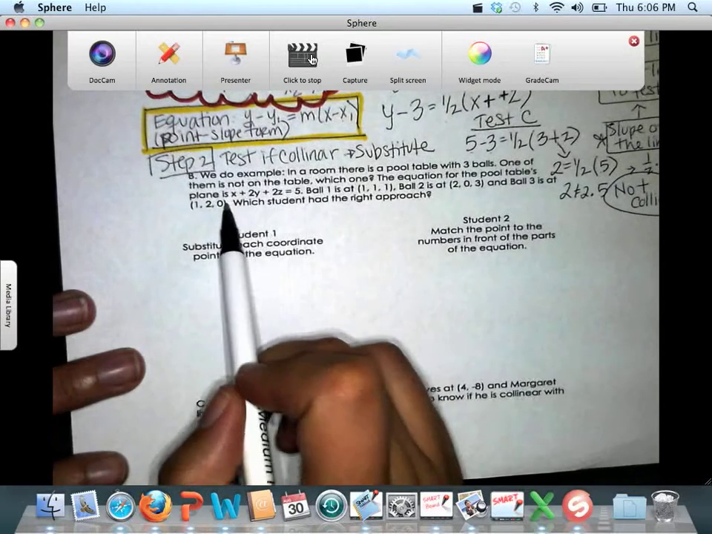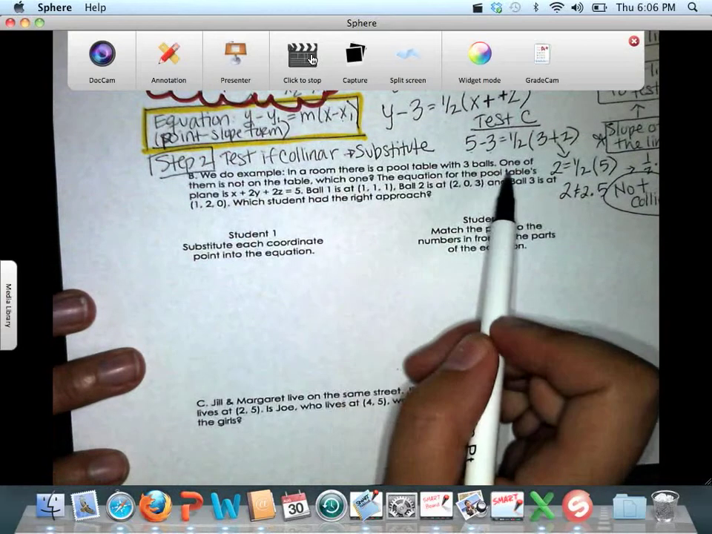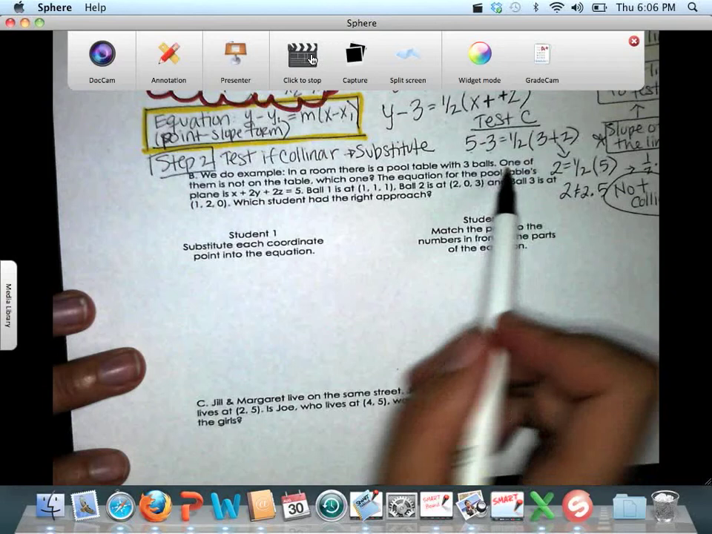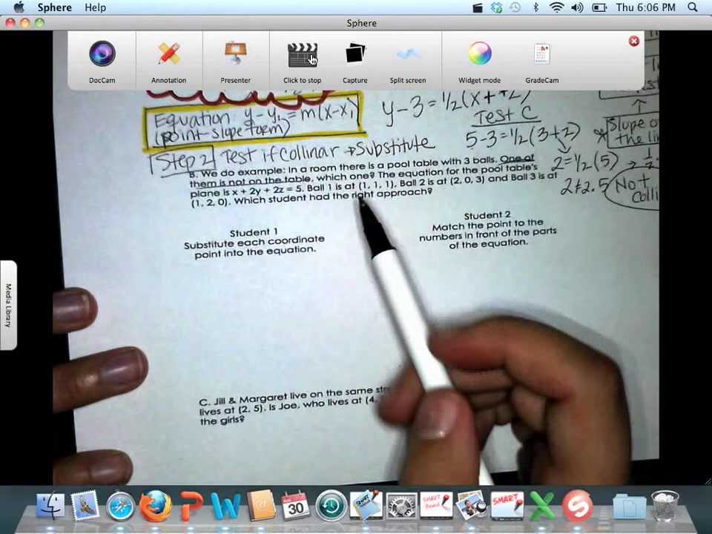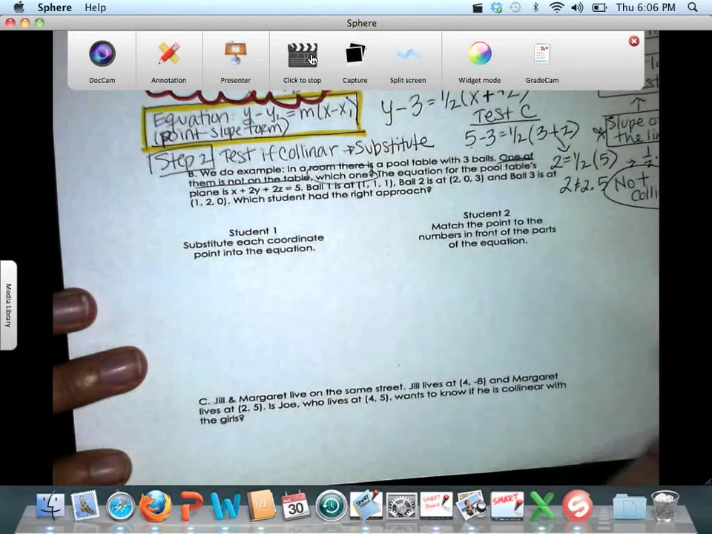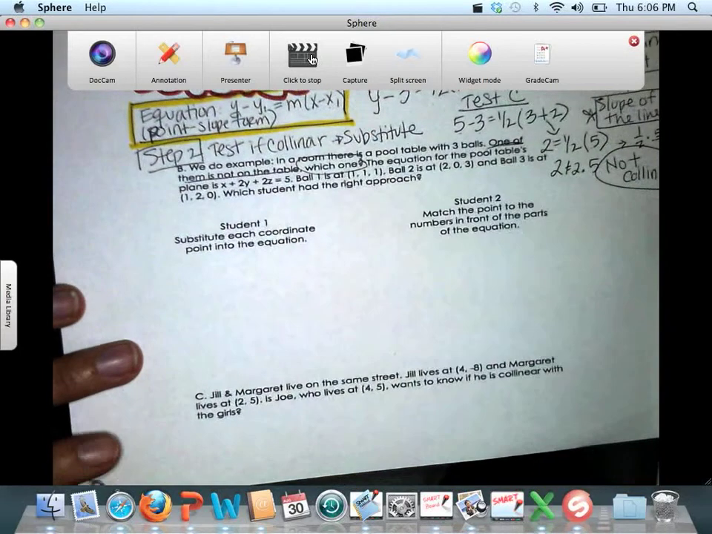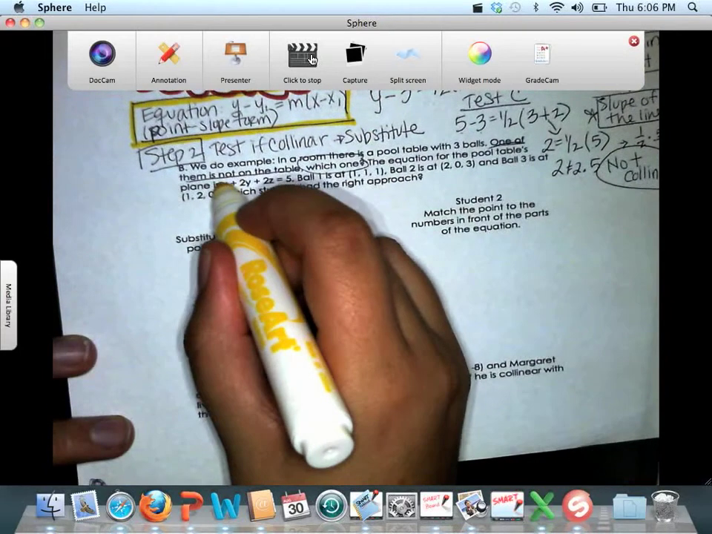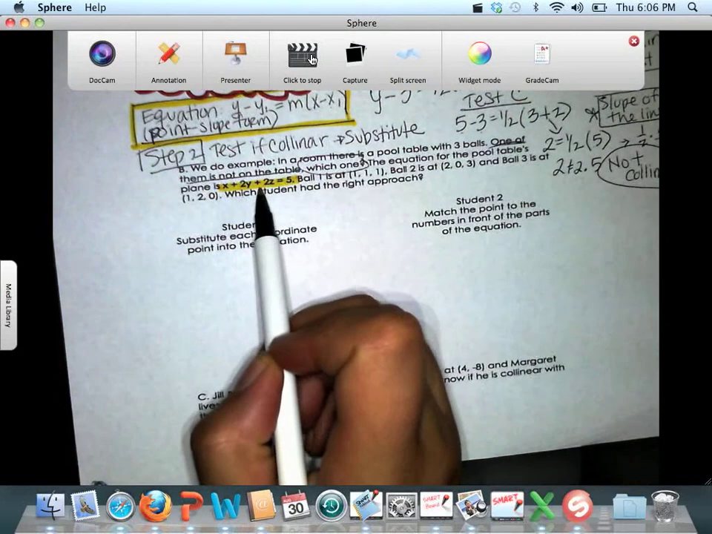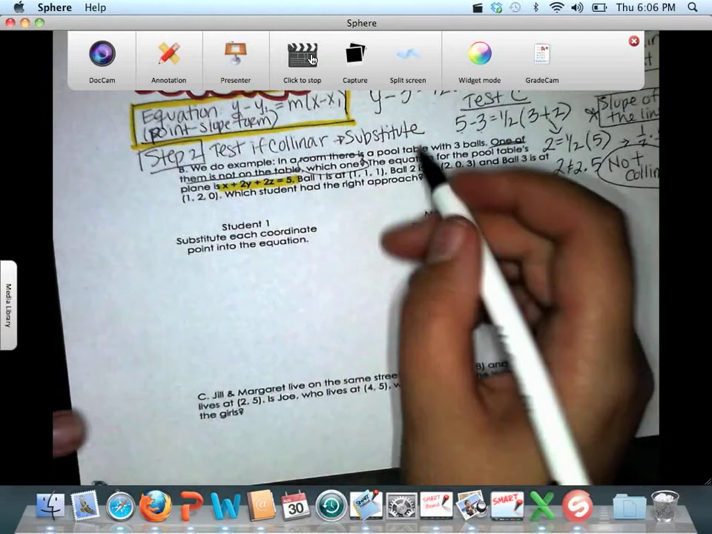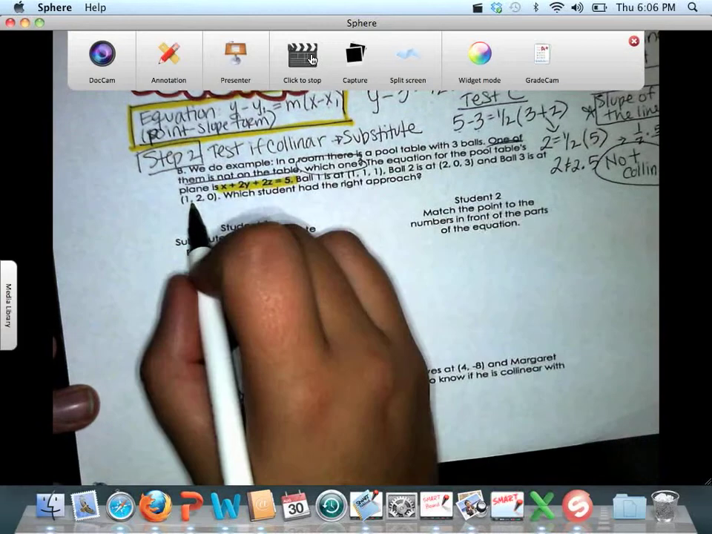Alright, so we're working on the we do example, which is all about a pool table with 3 balls. What they tell us is that one of them is not on the table. I'm going to underline that part. That's really important. One of them is not on the table, and we want to know which one. They give us the equation for the pool table. So let's highlight that. X plus 2y plus 2z equals 5. Now we know ball 1 is this, and ball 2 is this, and then ball 3 is right here.